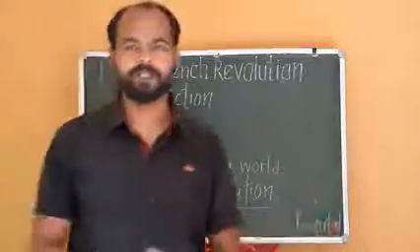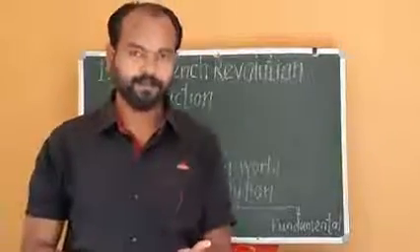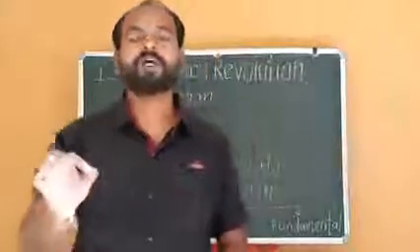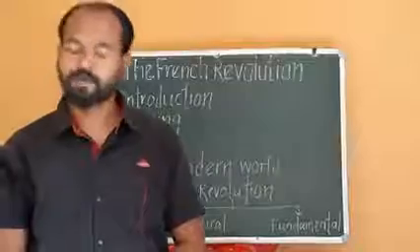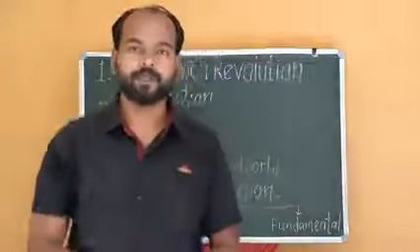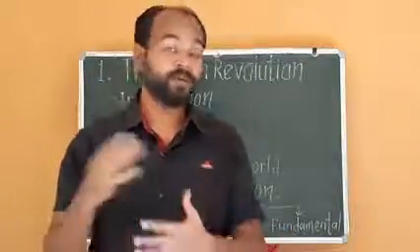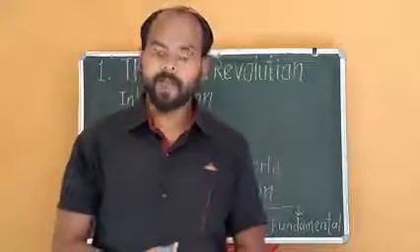What was the French Revolution? It is generally said, the French Revolution was the child of the American Revolution. Yeah, you heard it right. The American Revolution took place in the year 1776. It went on till 1783.